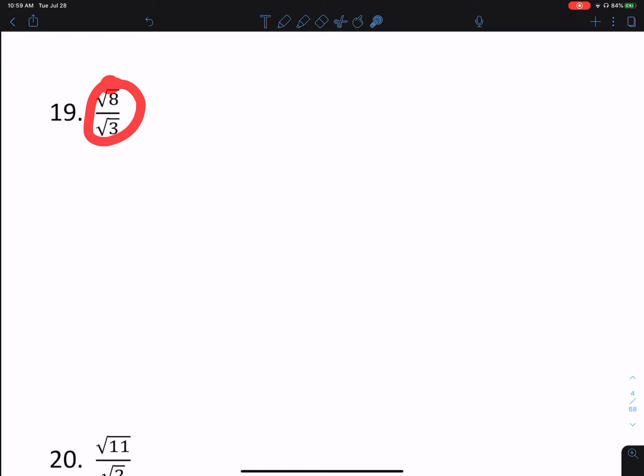Number 9, hey, we got a radical on the top and the bottom. Can we divide both of these by the same thing evenly other than 1? And the answer is no. So let's multiply it by the square root of 3 on the top and the bottom. It's the same as multiplying by 1. It's going to give us the square root of 24 over 3.